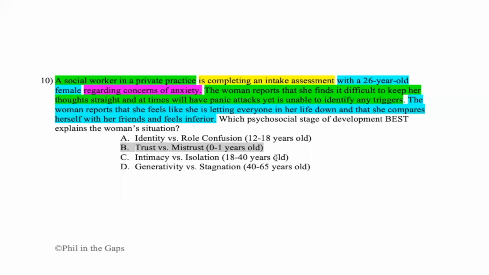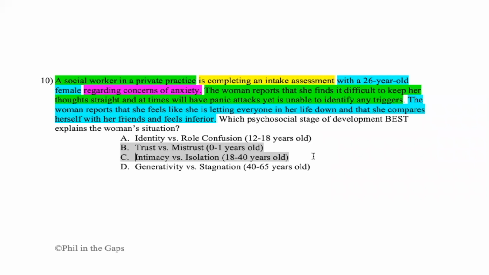We're also going to rule out C. Why? Nowhere in the question does it state that she's looking for love or she's isolating herself from relationships because she doesn't feel like she's good enough. She's stating, I am letting everyone down. I'm comparing myself to everybody. I'm inferior to everybody. And my anxiety is sky high, shooting like a rocket to the moon.